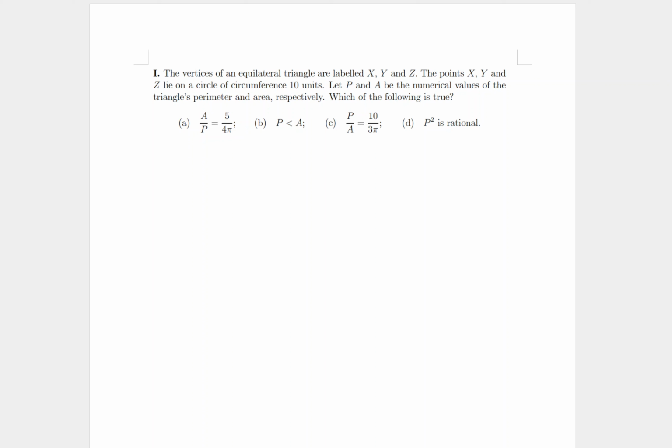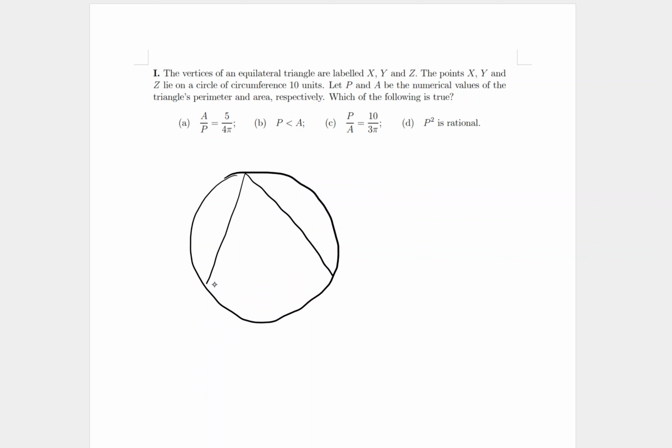Let's see which one's correct. Again, for these questions a diagram is helpful. Geometry questions in general, a diagram is helpful. So we have an equilateral triangle, and the circumference is 10 units, so 10 equals 2 pi r. So the radius is 5 on pi. No debate, radius is 5 on pi.